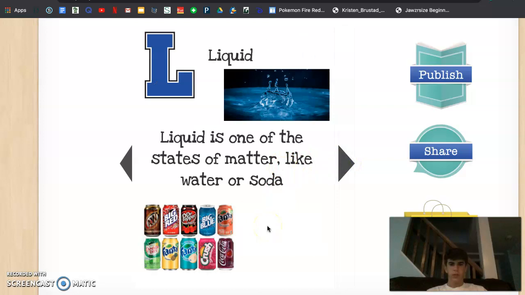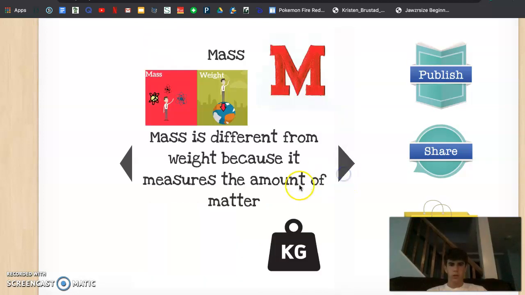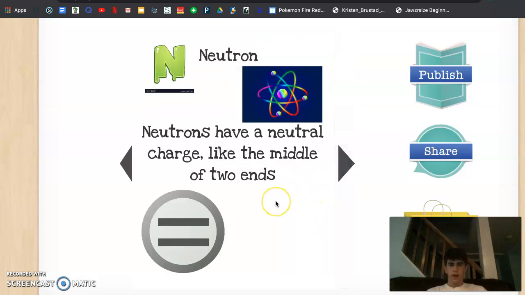L is for liquid. Liquid is one of the states of matter, like water or soda. M is for mass. Mass is different from weight because it measures the amount of matter. N is for neutron. Neutrons have a neutral charge, like the middle of two ends.